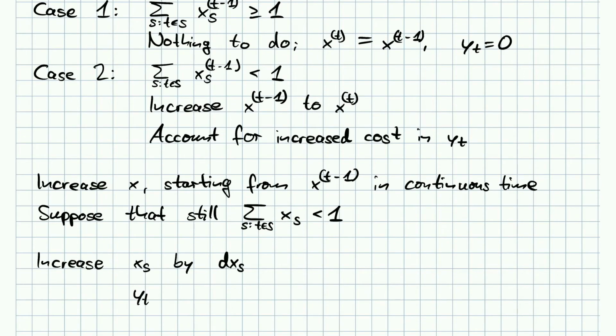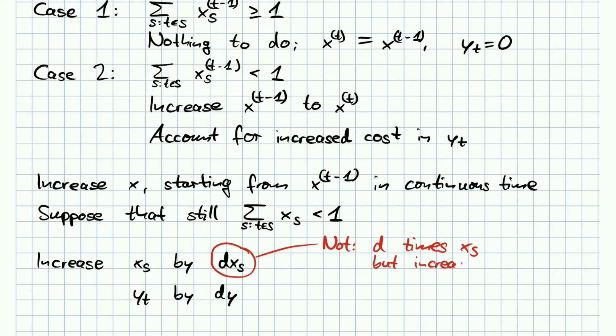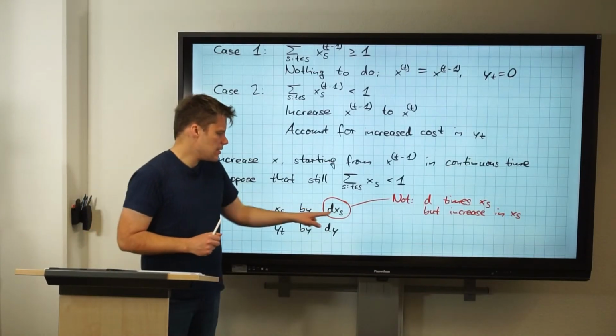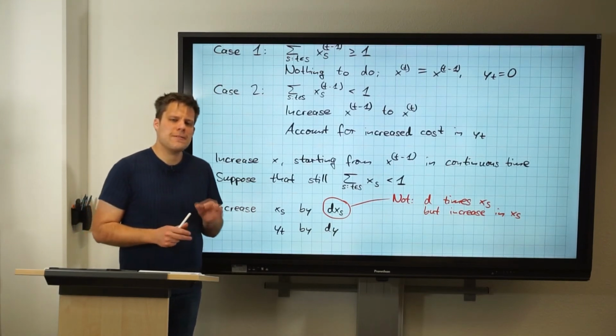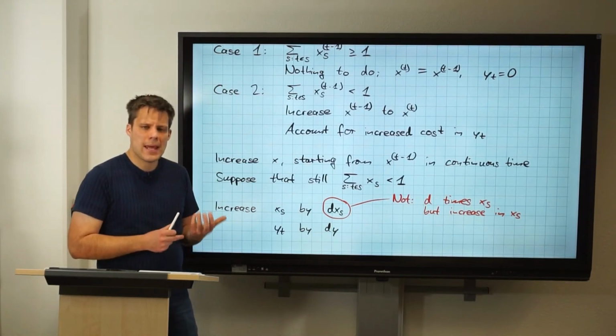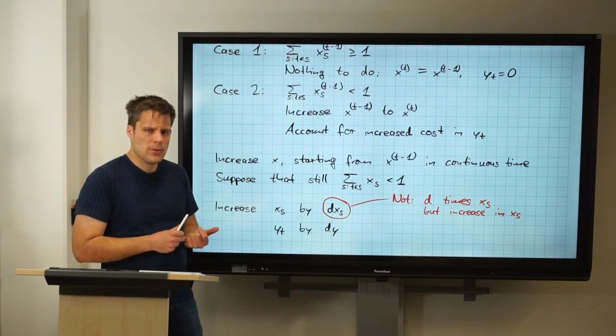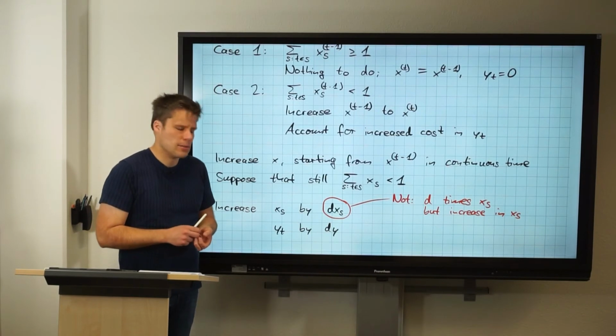And we'll increase yt by dy. To avoid any confusion, maybe you've seen this notation before, maybe you haven't: this is not d times xs, but the increase in xs. This just means dxs, an infinitesimal increase in x. So you could also call this delta xs.